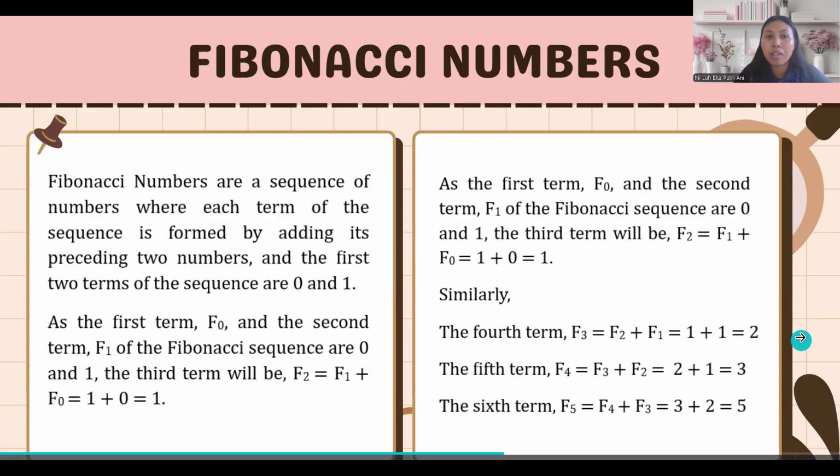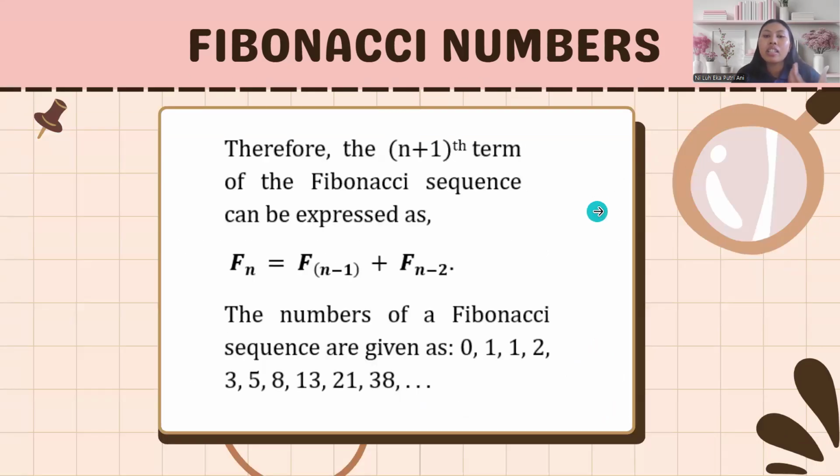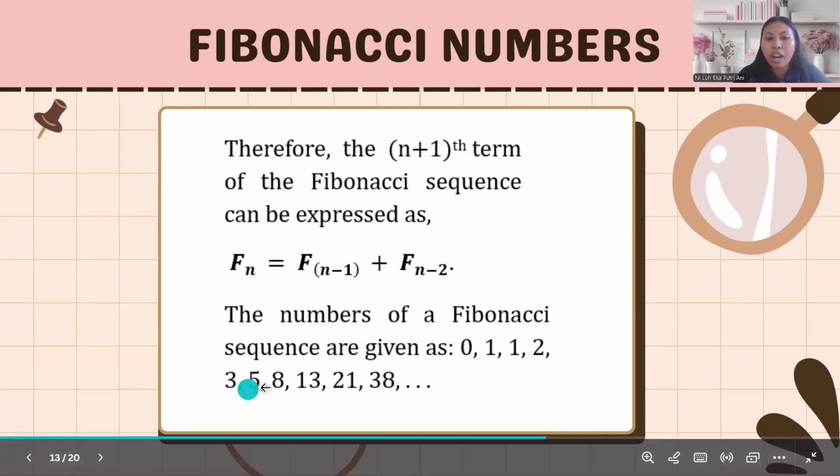This is the Fibonacci numbers. Therefore, the n plus 1 terms of the Fibonacci sequence can be expressed as f sub n equals f sub n minus 1 plus f sub n minus 2. The Fibonacci sequence is given as 0, 1, 1, 2, 3, 5, 8, and so on.